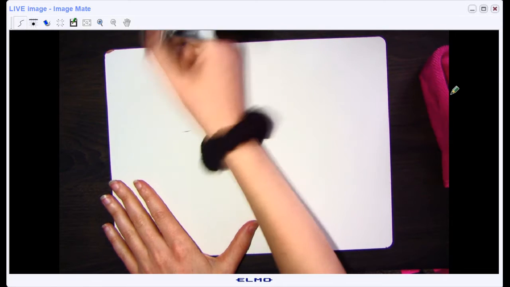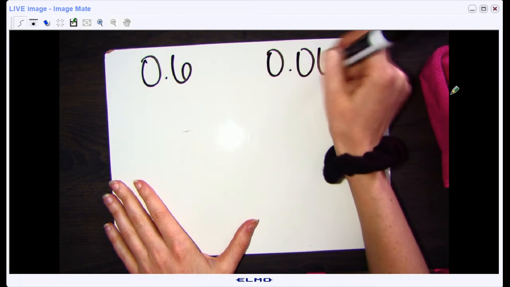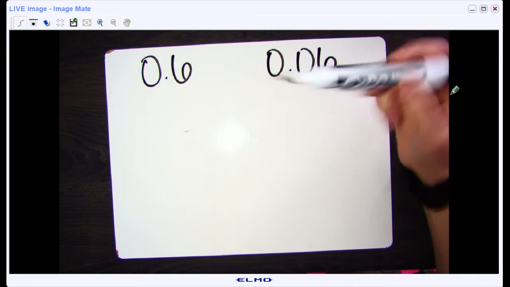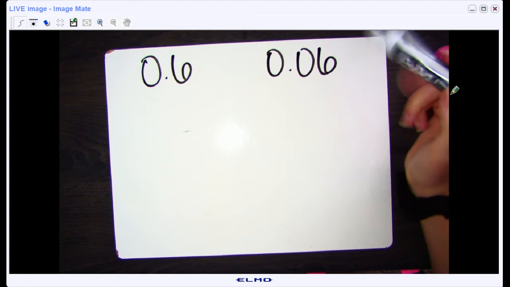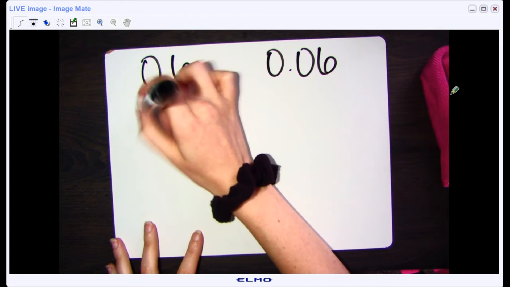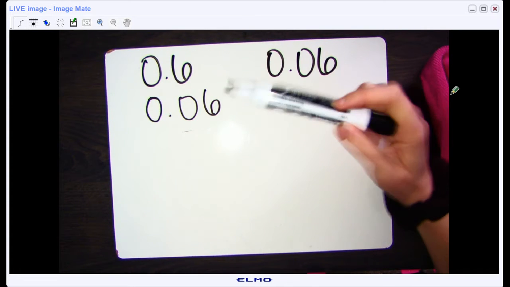But what if we had something like this? So we've got 6 and 6. Those are the same numbers, so they should be the same value, but this is why I like to write it in a column, because if we were to write this, it would look like this.